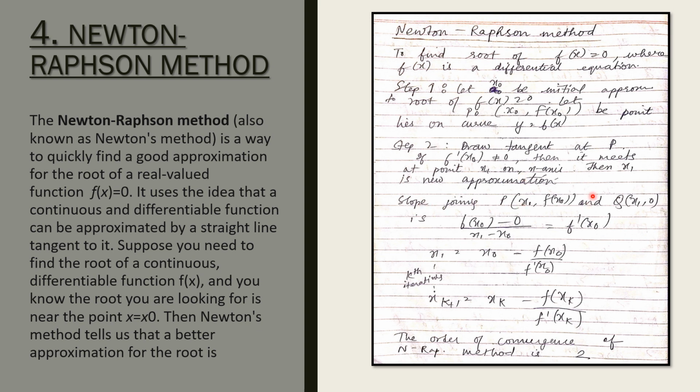Now the slope joining P (x naught, f of x naught) and Q (x1, 0) is the required slope, which is obviously the differentiation at that particular point. So (f of x naught minus 0) by (x naught minus x1) will be equal to f dash of x naught. This formula leads to the iterative formula: x1 equals x naught minus f of x naught by f dash of x naught. Similarly, we can get x to the power k plus 1 from the previously calculated value xk minus f of xk by f dash of xk.